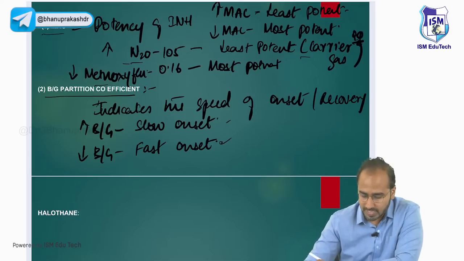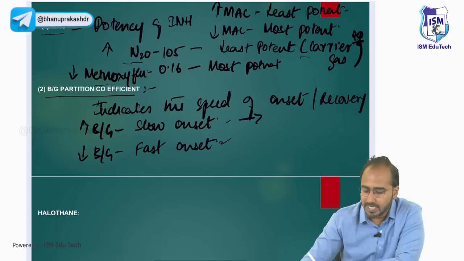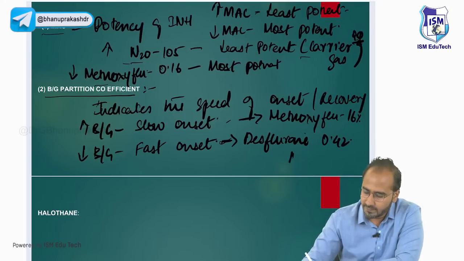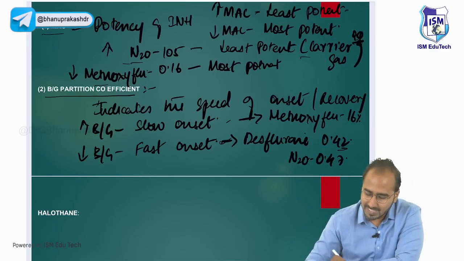Yes or no? So here also you have to remember the one which has a high blood gas coefficient, again, it is methoxyflurane. It has a blood gas coefficient of 16. Whereas the low blood gas coefficient is seen with desflurane, 0.42. Nitrous has a blood gas coefficient of 0.47. Desflurane is 0.42.